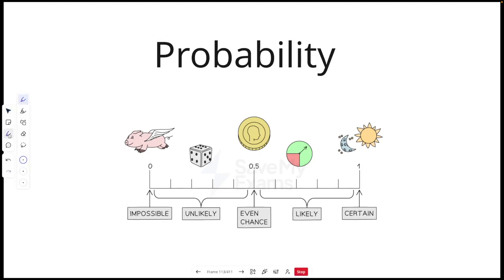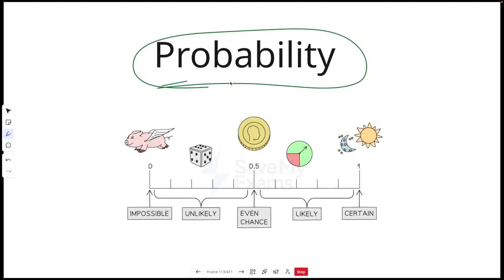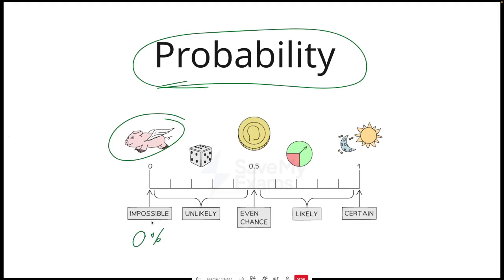So probability, here we go. Probability is a branch of mathematics that has to do with how likely something is to happen. For example, they have this graphic here on the far left, flying pigs. There is a 0% chance of this happening, right? Impossible. Something that's impossible cannot happen no matter what.